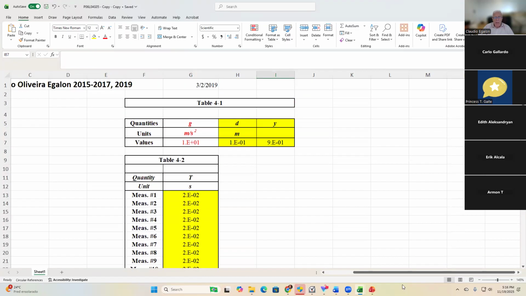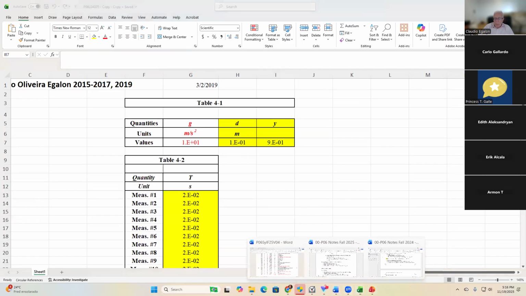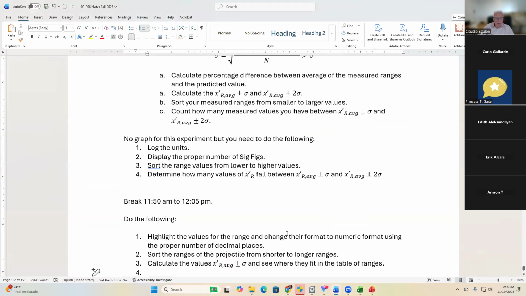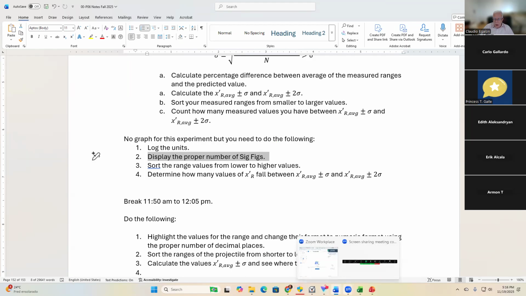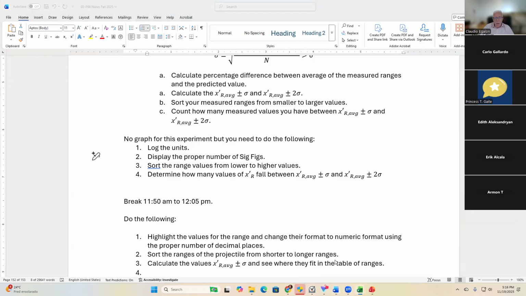And everything else that you keep on doing, you do, right? So log the units, display the proper number of significant figures, right? So let's see how you're all doing. I'm going to call you one by one.